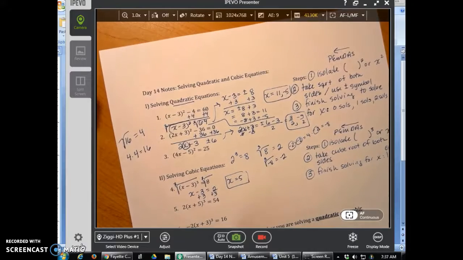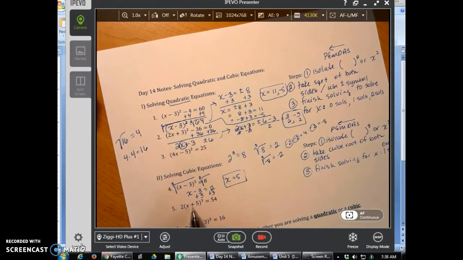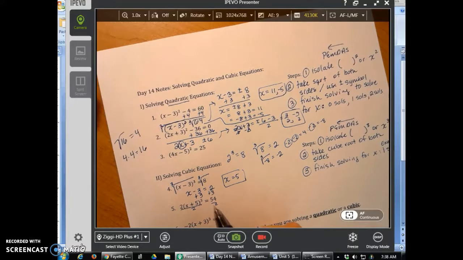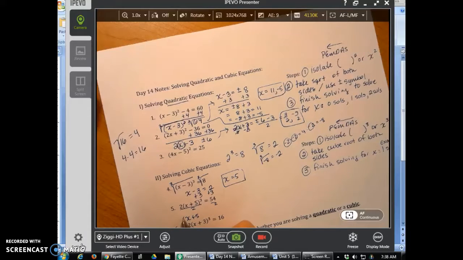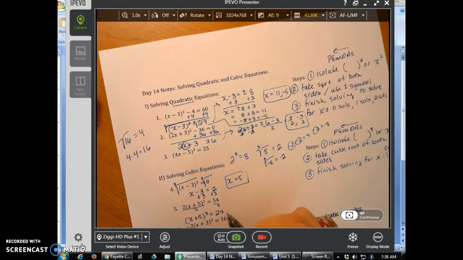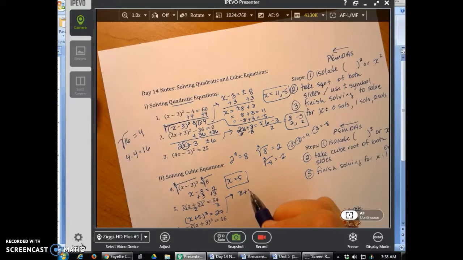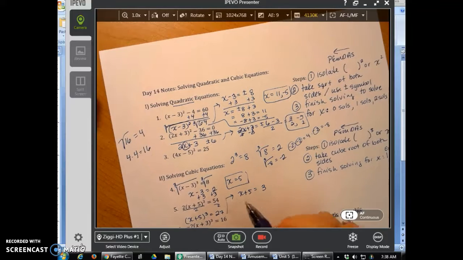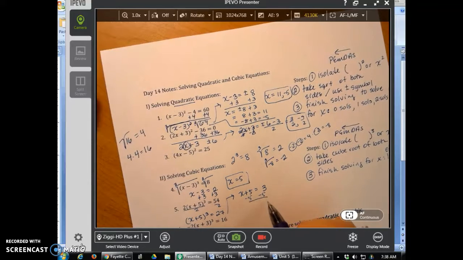All right, so the next one, we're going to isolate this x plus 5, all cubed, so I need to divide by 2. So divide by 2, and I get 27. So x plus 5, all cubed, is equal to 27. I'm going to take the cube root of both sides, and that clears out this cube there. So I end up with x plus 5 is equal to, and the cube root of 27 is 3, because 3 times 3 is 9, times 3 is 27. And then just subtract 5, and you end up with x is equal to negative 2.